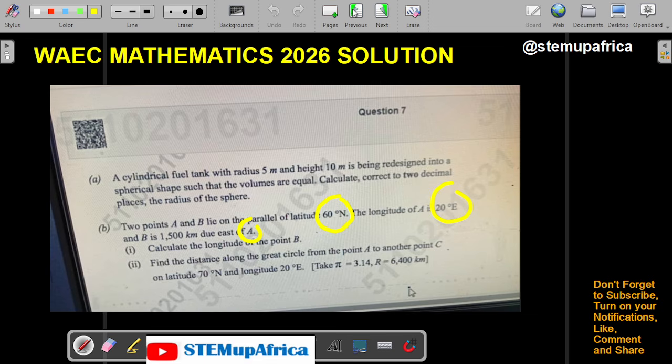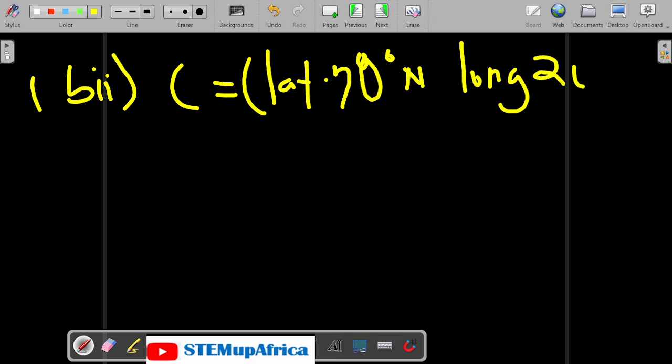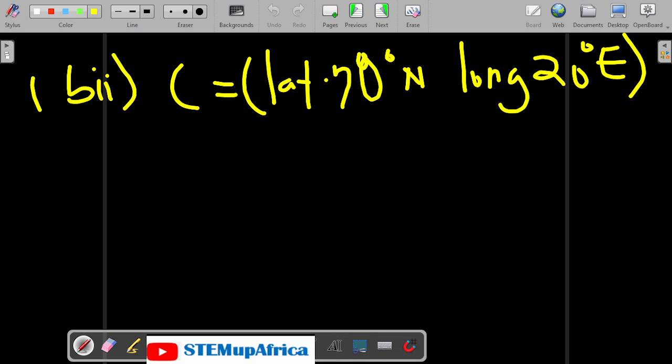So let's check 7b Roman figure 2. It says find the distance along the great circle from point A to point C. Point C is given to us, it has a different latitude and longitude. So my C has lat 70 degrees north, then longitude 20 degrees east. It has the same longitude as point A.